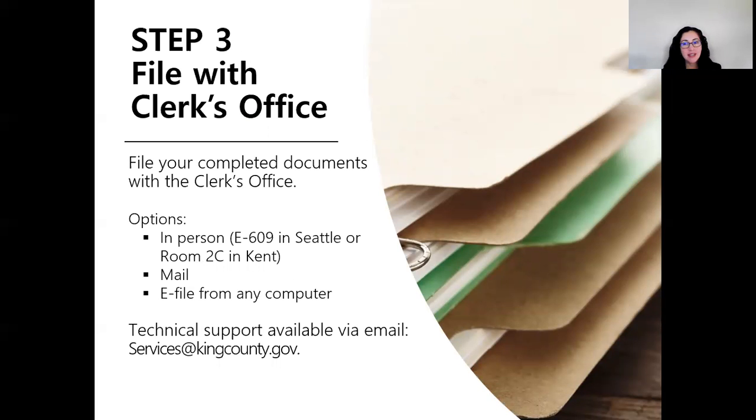So step 3, now that your documents have been completed, you are going to be taking them to the clerk's office to file. And this is going to officially start your court case. You have 3 different ways to file your court case. So you can file in person at either the Seattle location or the Kent location of the clerk's office. You can file your documents via mail, and you can also e-file from any computer with internet access.